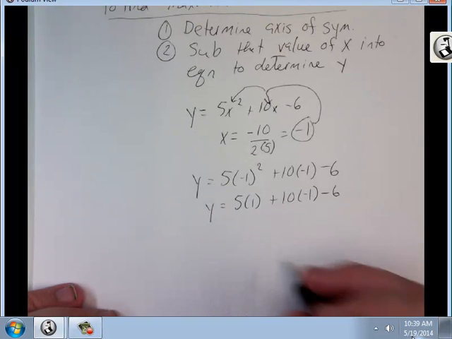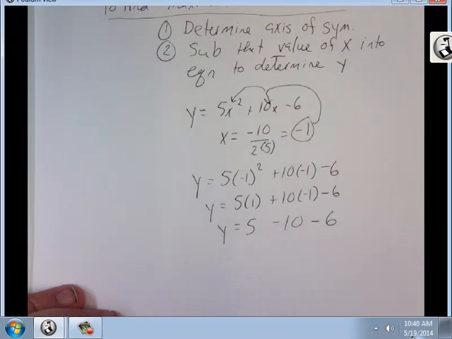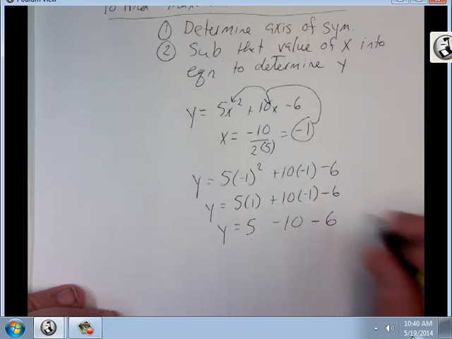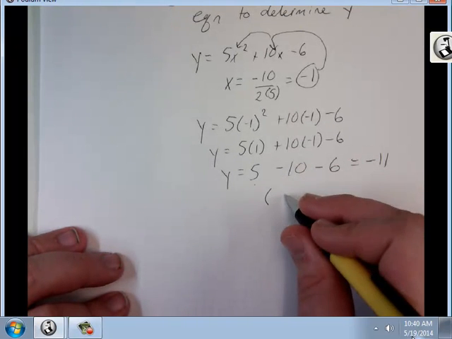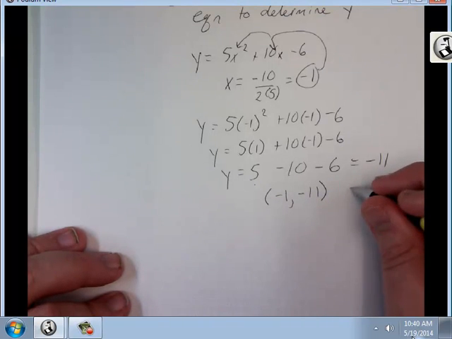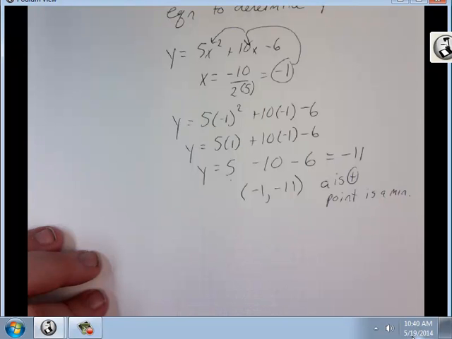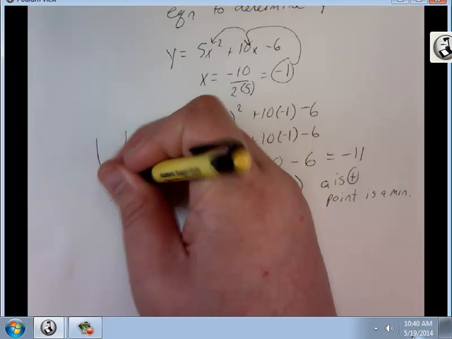Negative 1 squared is just 1, so this is y equals 5 times 1 plus 10 times negative 1 minus 6. So y equals 5 minus 10 minus 6. 5 minus 10 is negative 5. Negative 5 minus 6 is negative 11. So my point is negative 1 comma negative 11. And A is positive. Point is a minimum. So remember, if A is positive, it looks like this. There's my minimum.